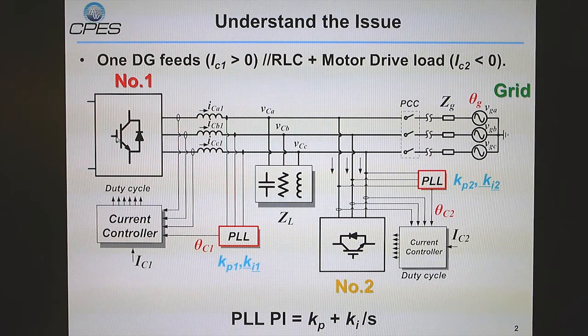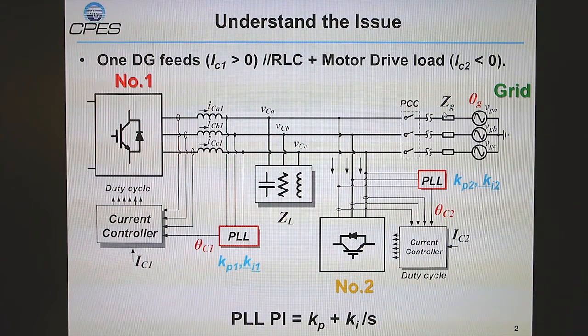Converter 1 represents the distributed generator, which gives energy to the local load and the grid. Converter 2 represents the motor drive with active front-end rectifier. These two converters, together with the local load, are connected to the grid. The three-phase grid also has some impedance represented by ZG.